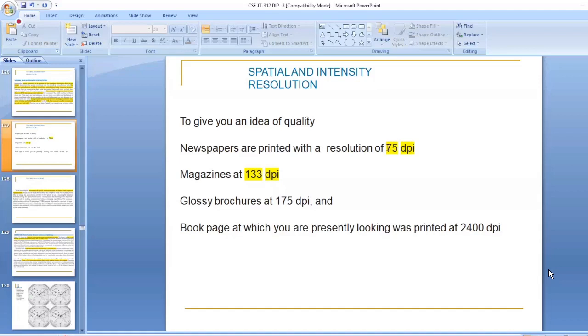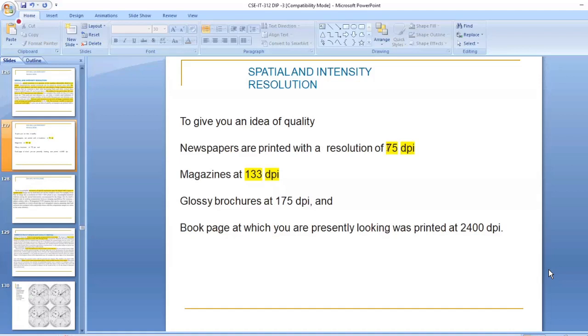So here it is 133 dots per inch. एक इंच में इतने डॉट्स रहते हैं. Now third one is glossy brochures. आपने देखे होंगे कुछ ब्रोशर्स जो ग्लॉसी रहते हैं. There the DPI is 175.